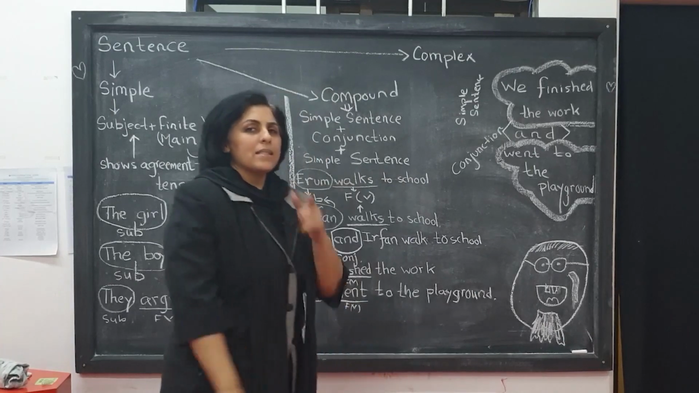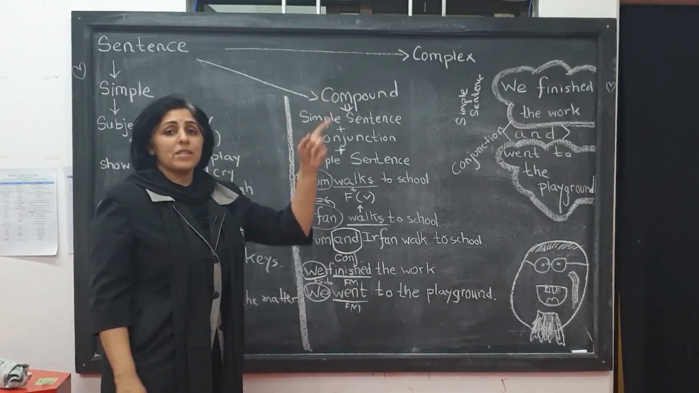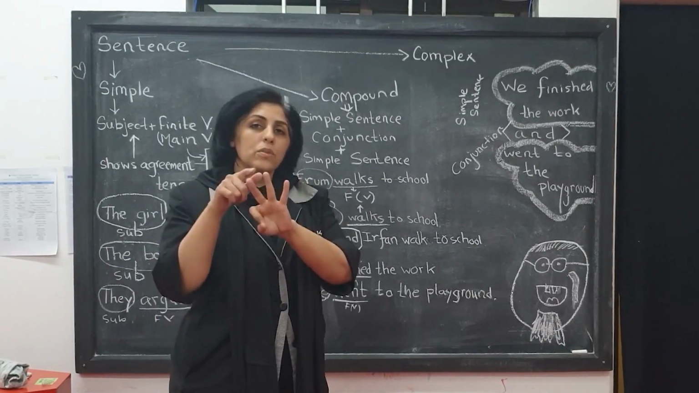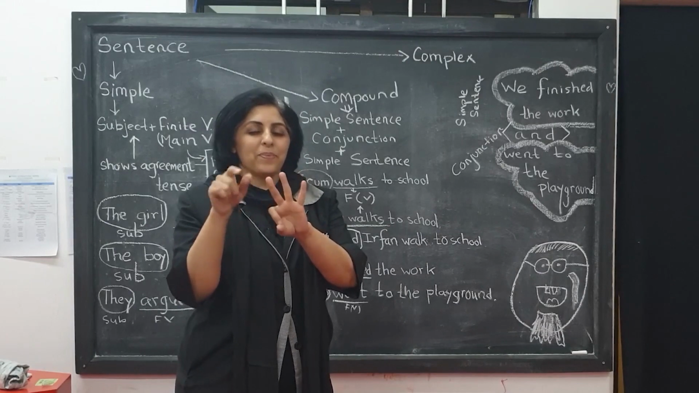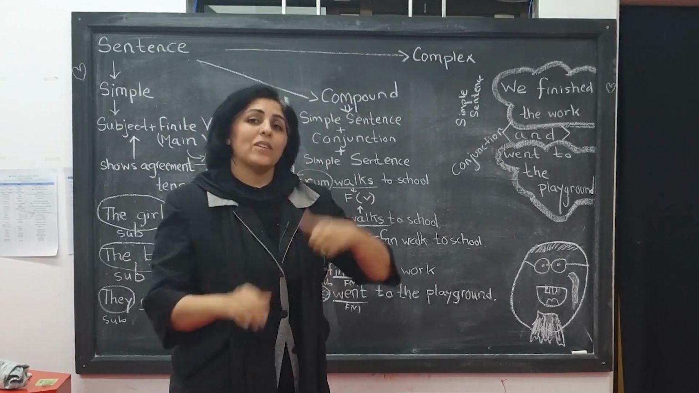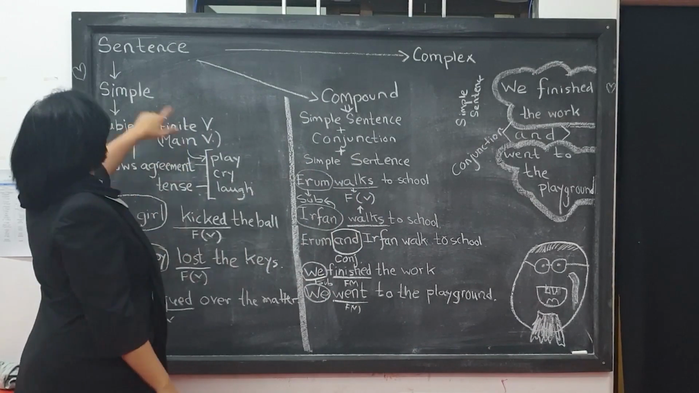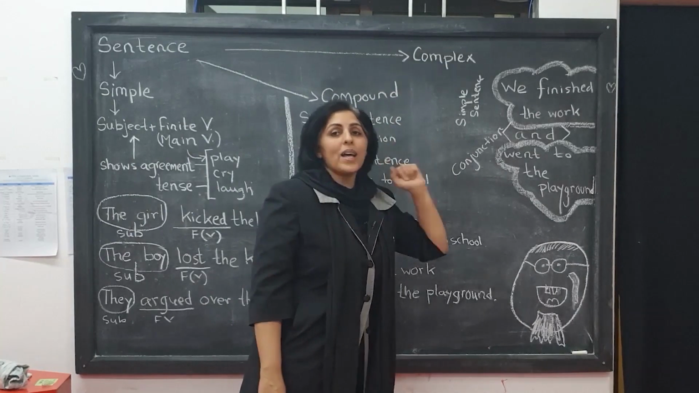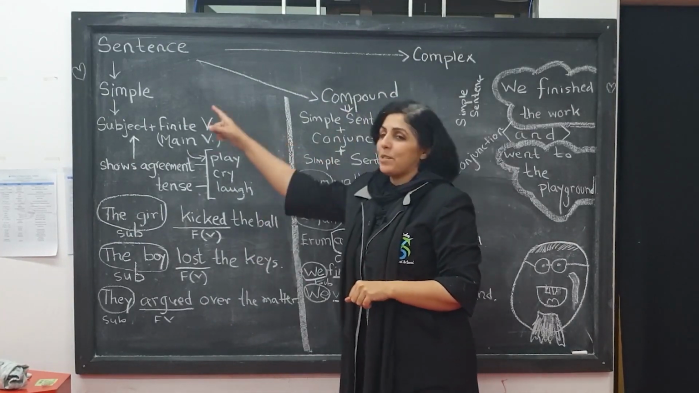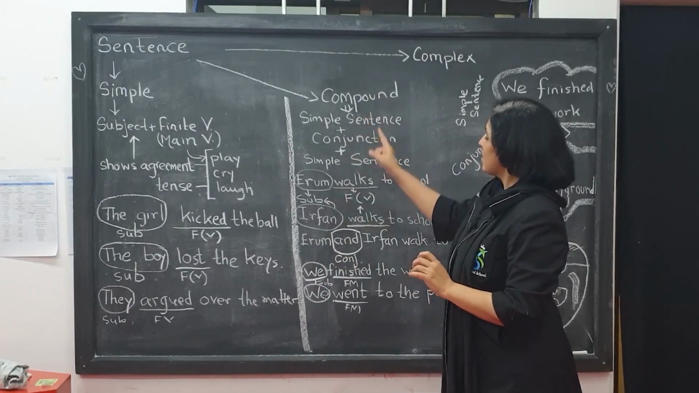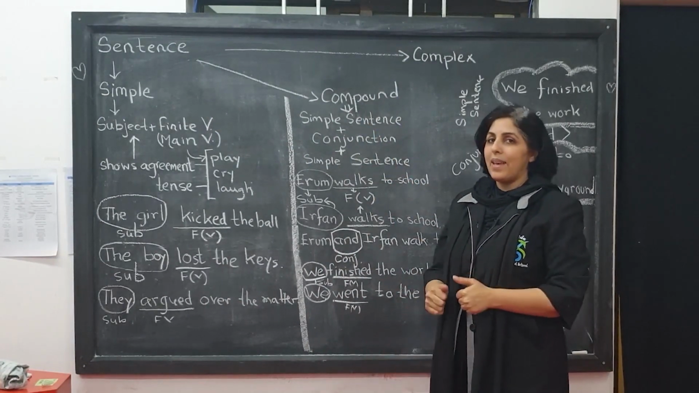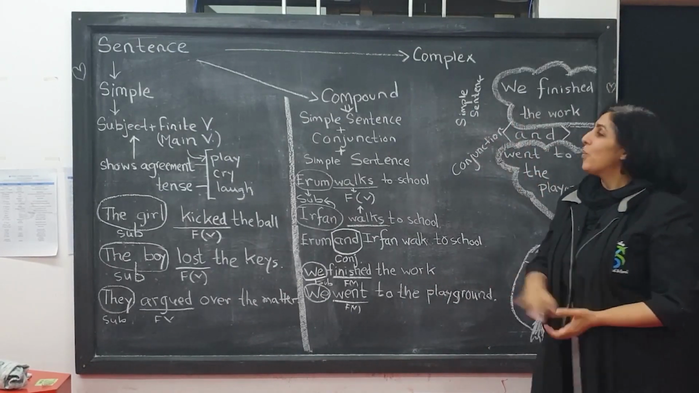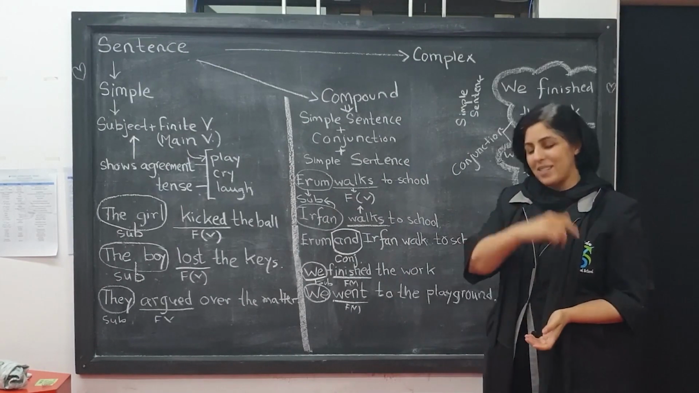Today's topic is sentences, and different kinds of sentences is what we're going to discuss. So generally, sentences can be divided into three kinds: simple, compound, complex. You can look at the board and see the three divisions: simple, compound and complex. Now I have simple explained here, compound explained here, and I have run out of board, so I don't have complex explained here. Once we are done with these two explanations, then we'll start with the complex.